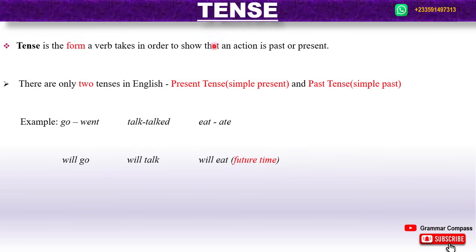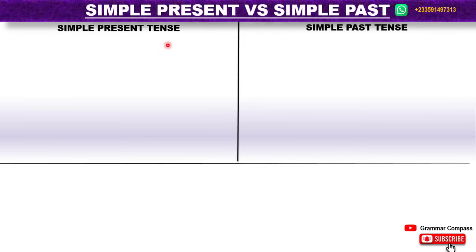Let us talk about the two main tenses that we have, the simple present tense and the simple past tense. What is the difference between the simple present tense and the simple past tense? If you want to construct a sentence using the simple present tense, then you have to use either the base form of the verb or the S form of the verb. For example, I go or he goes. So the verb form for simple present is either the bare or the base form and the S form.